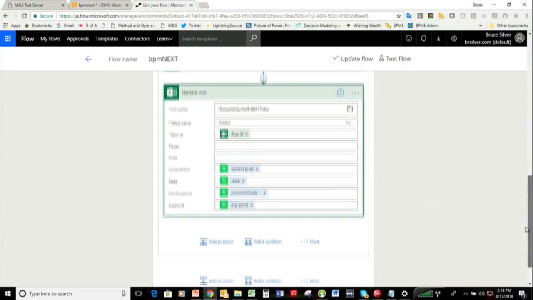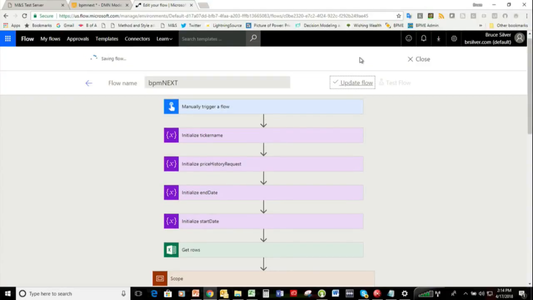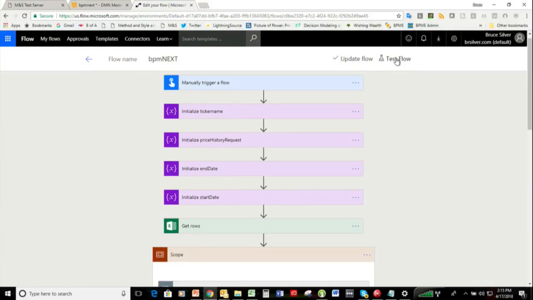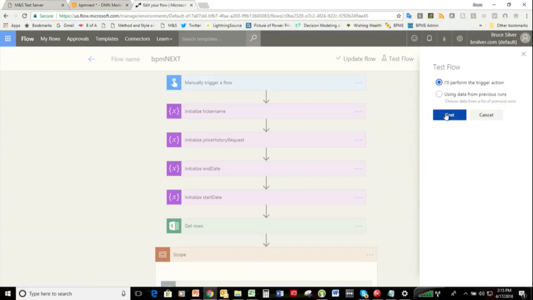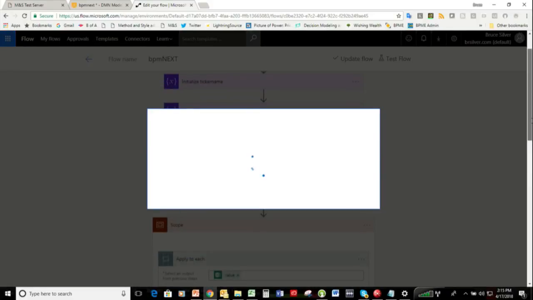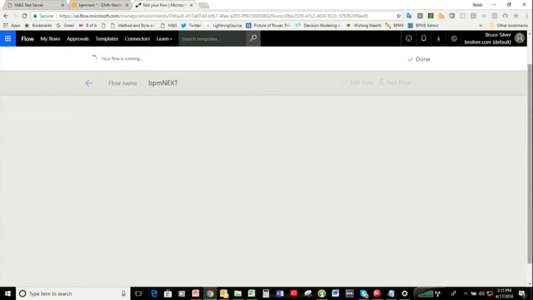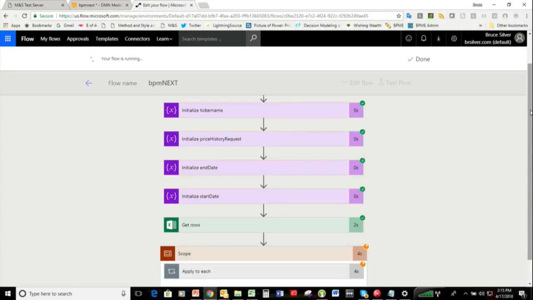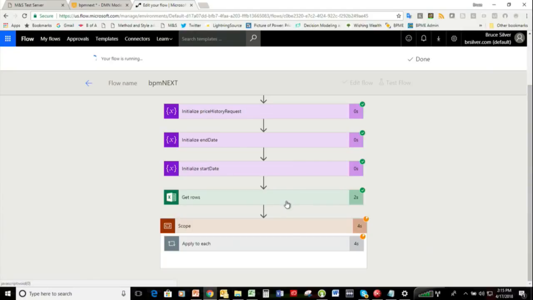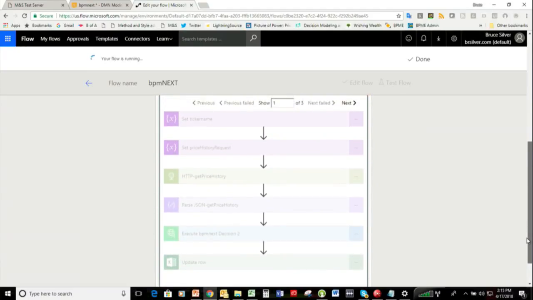All right, so now if the demo gods are with me, I need to save this. And test it. And so this runs in the Microsoft Cloud someplace. And hopefully in about a minute, oh, okay, good, started. So you can see getting the rows from Excel was fairly short, fairly fast. And so this is going to take about a minute, hopefully. It will come back, and we'll see the results.